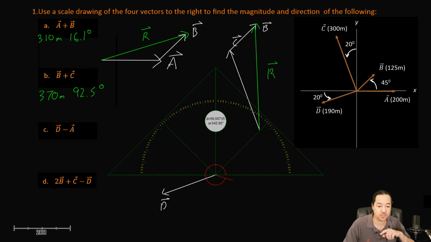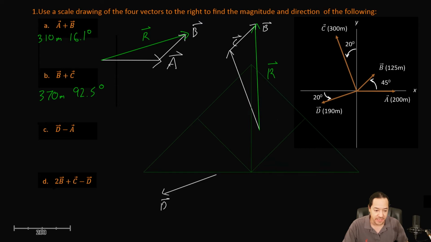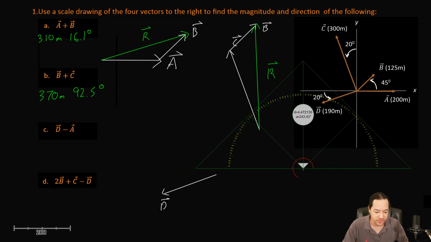And now we want to subtract A. Now remember, when we do subtraction, what we're actually going to do is add the negative of the vector. So let's draw negative A. Okay, negative A is going to be a vector that is 200 meters in length, but it's going to be now in the opposite direction. Okay, so let's just draw this here. All right, a little finicky. Okay, pretty close.